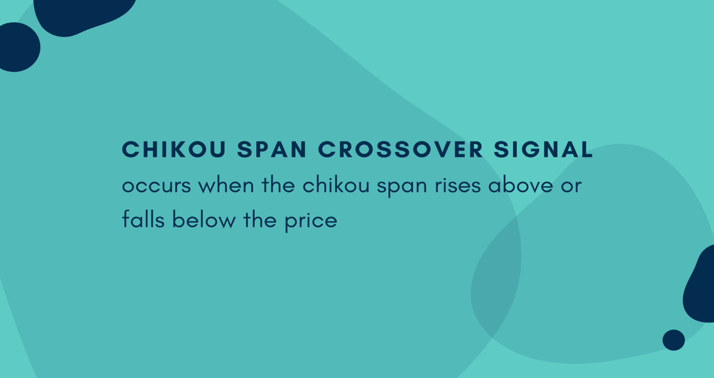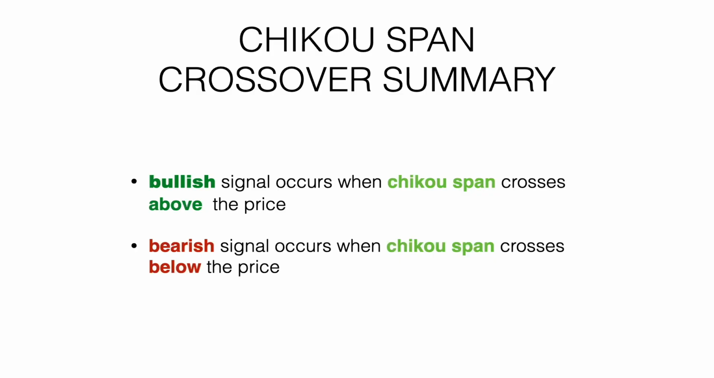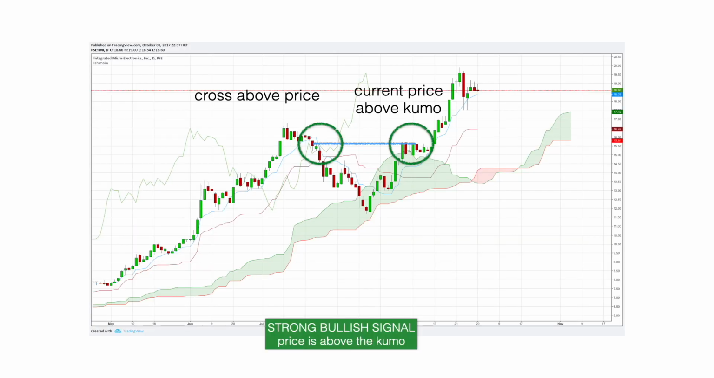The third Ichimoku signal is the Chikou span crossover. A Chikou span crossover happens when the Chikou span crosses above or falls below the price. A bullish signal occurs when the Chikou span crosses above the price. A bearish signal occurs when the Chikou span crosses below the price. A strong bullish signal happens if the Chikou span crosses above the price while the current price is above the Kumo.